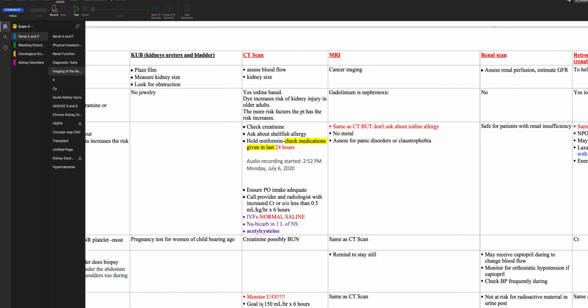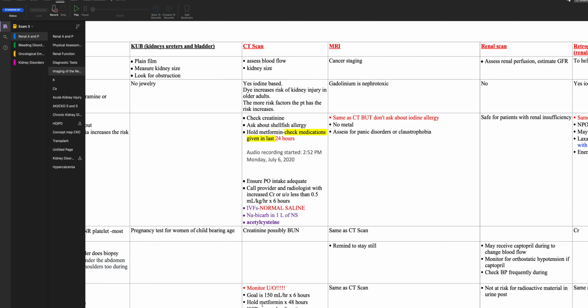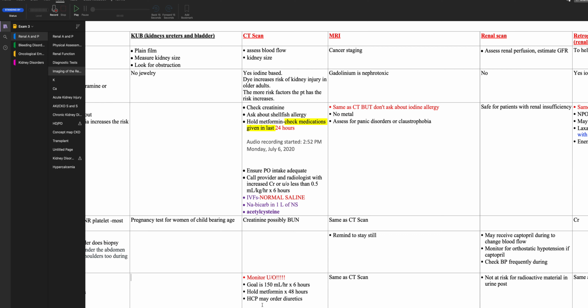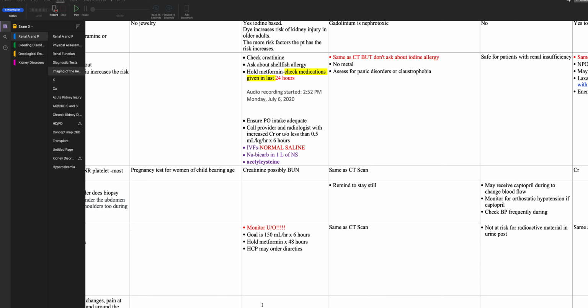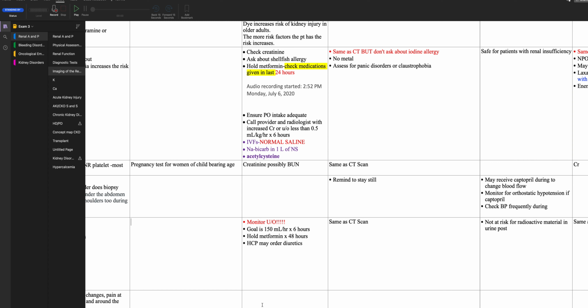To prevent this, if they have a problem, they can get IV fluids, and the flushing fluid is going to be normal saline. It is not D5. D5 is not a flushing fluid, so normal saline. They can get a sodium bicarb 1 amp in a liter of normal saline, or acetylcysteine. That's a drug they can get to prevent them from getting kidney damage. So those are important. So you're going to check the BUN and the creatinine beforehand.